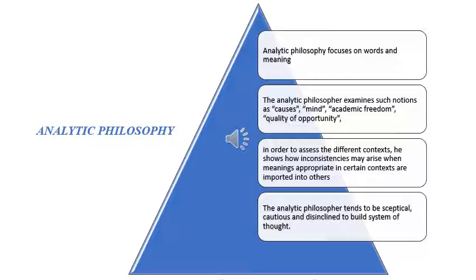So, what are we trying to say here? It's for us to understand that analytic philosophers focus on words and their meaning. Analytic philosophers focus on examining notions. They not only examine such notions, but they do it in order to assess the different contexts. They show how inconsistency may arise when meanings appropriate in certain contexts are imported into others. So, analytic philosophers tend to be skeptical, cautious, and decline to build systems of thought.